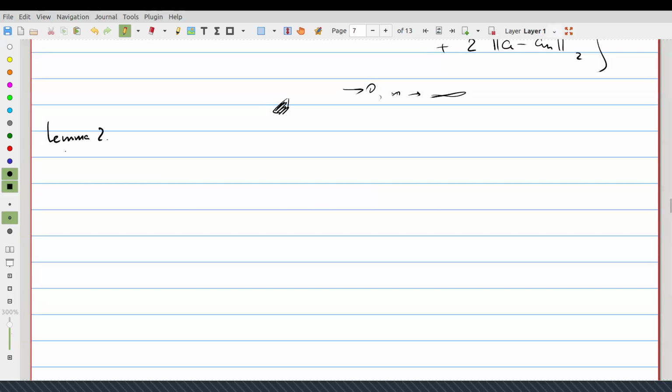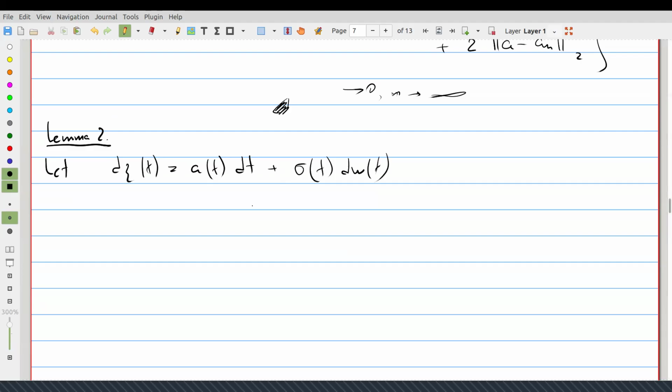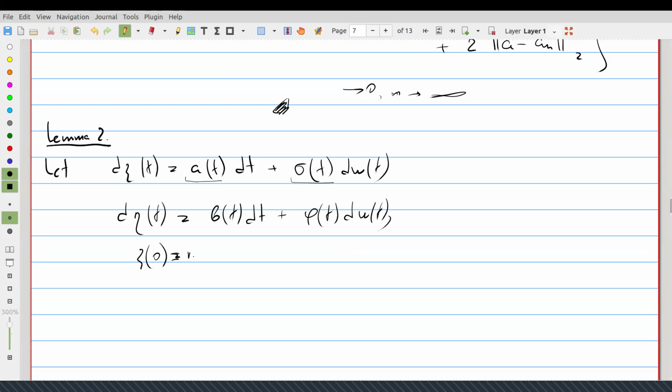Now, the second proposition is the core of the whole proof. This is lemma 2. So I will assume I have two Ito processes. Every time I write this expression, I assume that these are progressive and square integrable in the proper sense. I will not repeat all those words. And we have b of t dt plus, say, phi of t dWt. I will assume that they start from the same point.